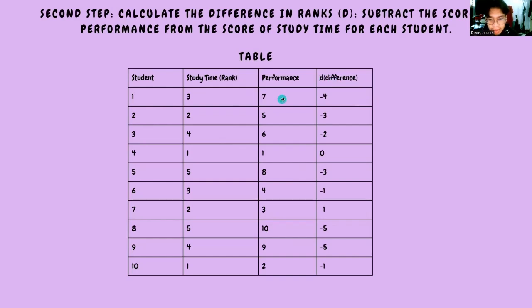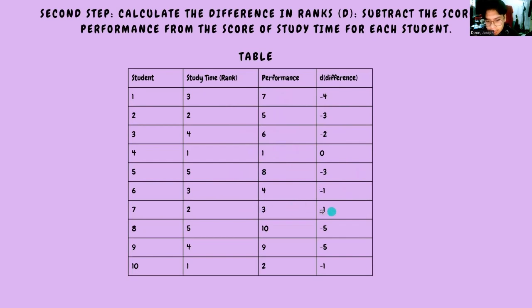3 minus 7 is equal to negative 4. 2 minus 5 is equal to negative 3. 4 minus 6 is equal to negative 2. 1 minus 1 is equal to 0. 5 minus 8 is equal to negative 3. 3 minus 4 is equal to negative 1.